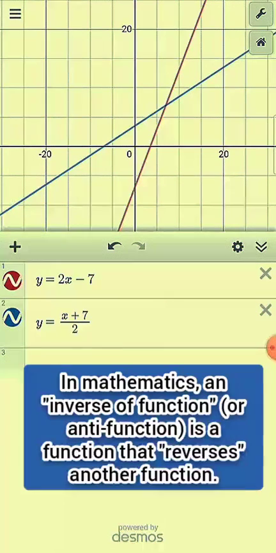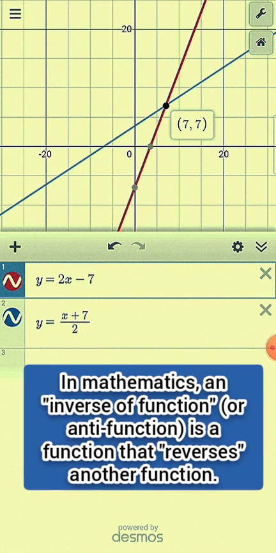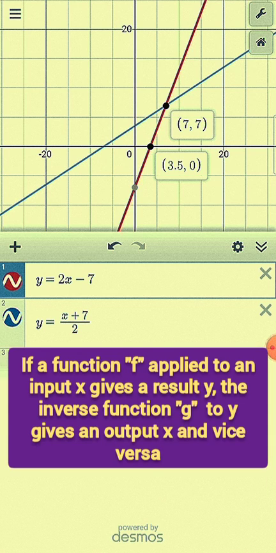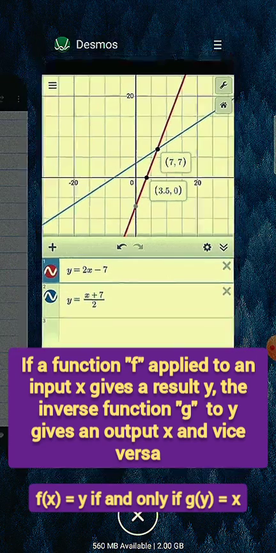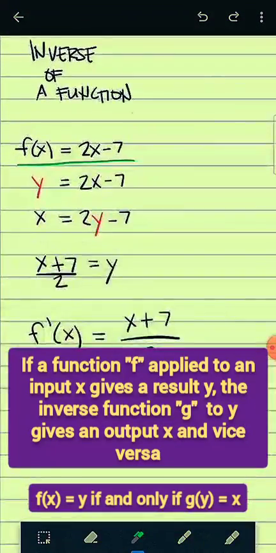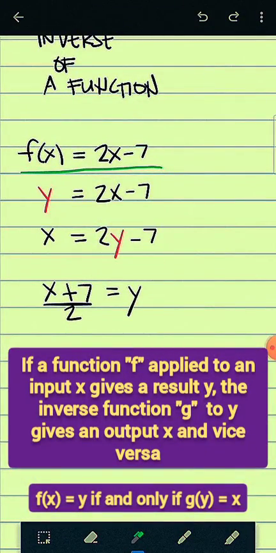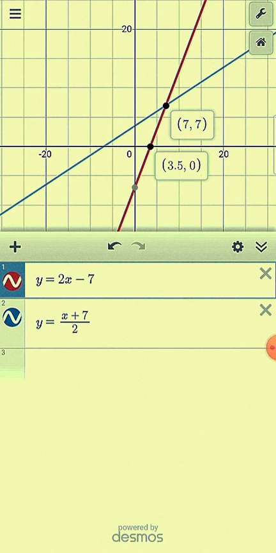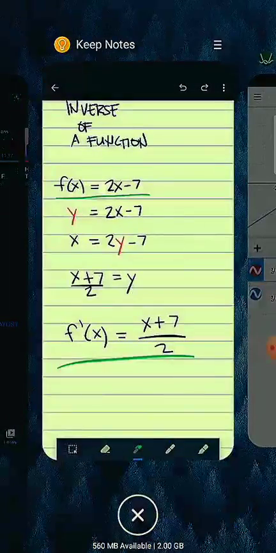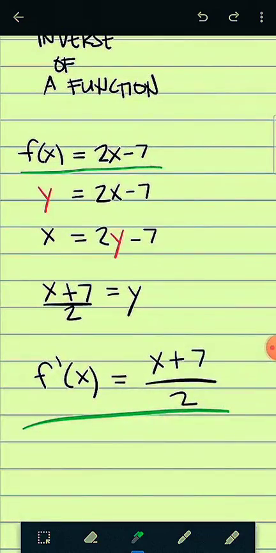So in general, in mathematics, an inverse of a function, or anti-function, is a function that reverses another function. With that being said, if a function f applied to an input x gives a result y, the inverse function g applied to y gives an output x, and vice versa. That's basically what an inverse function is. And to find the inverse, just like what I've said, all you have to do is interchange the y and x and solve for y.